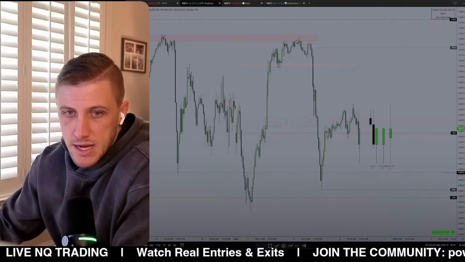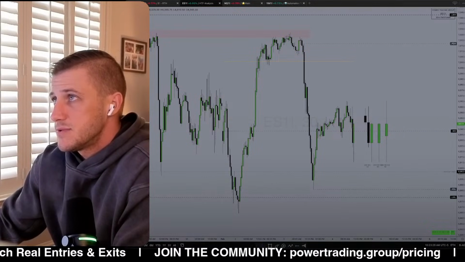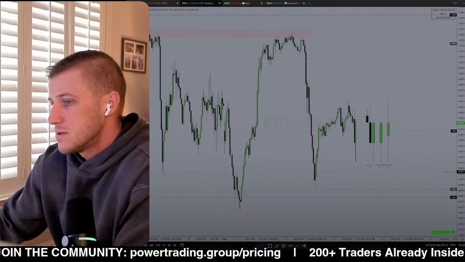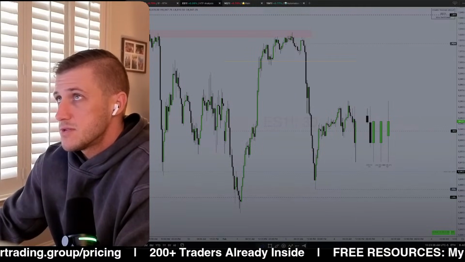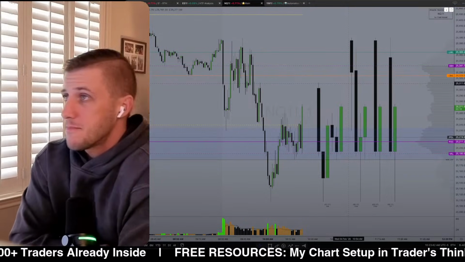Take a look at ES did not take out prior day low. Still within the prior day's range. So ES with an inside bar. And NQ, another lift there versus the 180. So that definitely looks better.